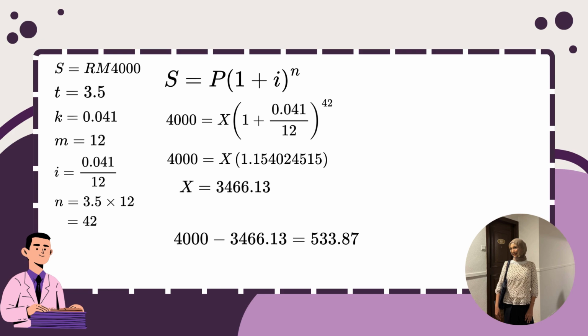For this question, we're going to use the formula S equal to P bracket 1 plus i bracket power of n. Future value S is 4000, P equal to X, i equal to 0.041 over 12, and n equal to 42. Put everything into the formula and we get 4000 equal to X bracket 1 plus 0.041 over 12 bracket power of 42. Calculate it and we get X is 3466.13, and next is the interest earned, 4000 minus 3466.13, and we get 533.87.